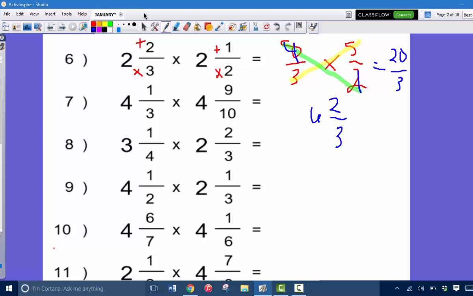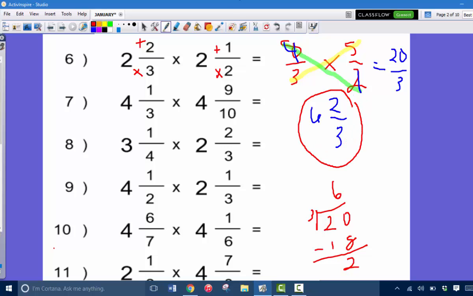I'm going to redo that part down here. 3 goes into 20. I'm basically asking you to do this. 3 goes into 20 6 times. 3 times 6 is 18. What's left over? 2. So this becomes your whole number. This stays your bottom number. What's left over is your numerator. So my final answer is 6 2/3.